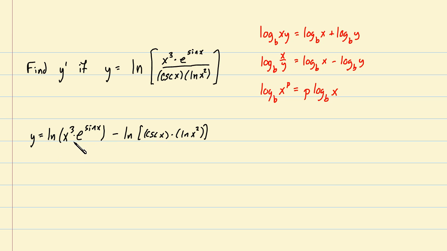This is the log of a product. And the log of a product can be expressed as a sum of two logs. So let's do it again. So just breaking up this guy, we have natural log of x cubed plus natural log of e to the sine x. Now we can turn our attention to this, but here again, notice we have a natural log of a product. So we are subtracting here the natural log of cosecant of x plus the natural log of x squared.